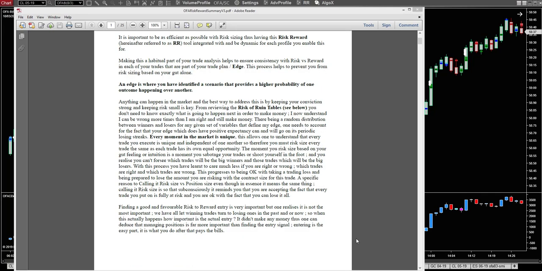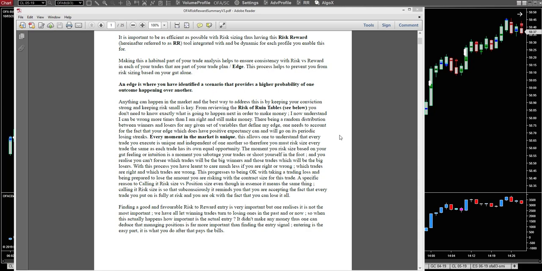I'd just like to read the first section of this paragraph, not all of it, just the first section on this background of risk reward. Anything can happen in the market, and the best way to address this is by keeping your convictions strong and keeping risk small. From reviewing the risk of ruin tables, which I'll take you to in a moment, you don't need to know exactly what is going to happen next in order to make money. I now understand I can be wrong more times than I am right and still make money, there being a random distribution between the winners and losers for any given set of variables that define my edge.